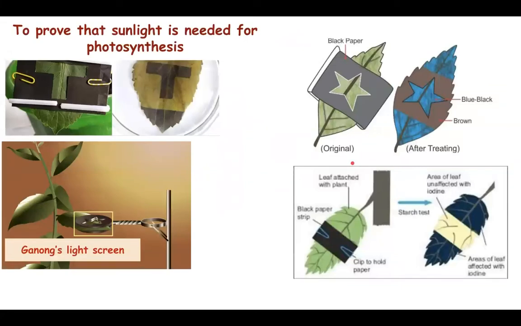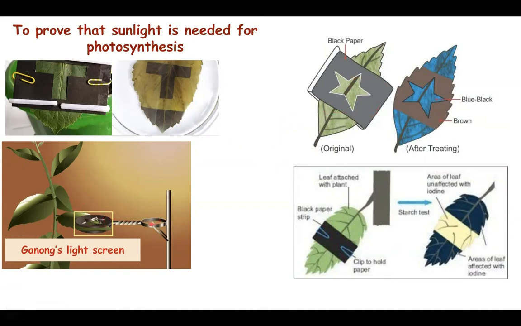So if we have to prove that sunlight is needed for photosynthesis, all these or any of these arrangements can be done. A black paper with any cutout, any shape, is placed on a leaf while it is still attached to the parent plant. Or you can directly attach a black paper, which will prevent any sunlight from entering. If you have a shape cut out, the sunlight will enter through this area, but the remaining part will not have any sunlight. Or you can place a Ganong's light screen.